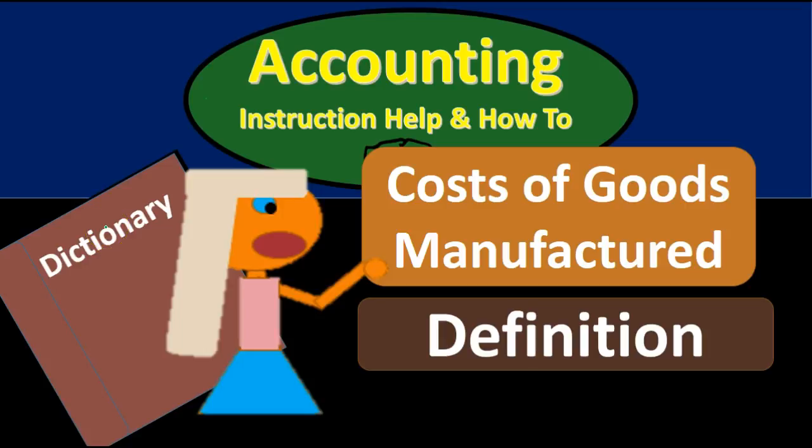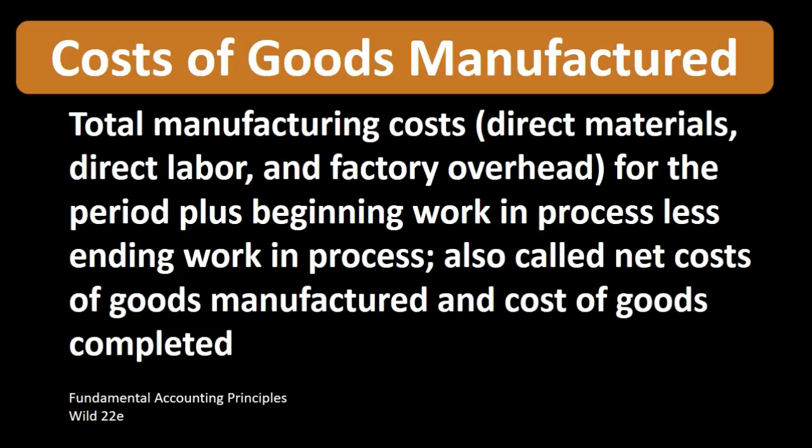Hello, in this lecture we will define cost of goods manufactured. According to Fundamental Accounting Principles, Wild, 22nd edition, the definition of cost of goods manufactured is total manufacturing costs (direct materials, direct labor, and factory overhead for the period) plus beginning work in process less ending work in process, also called net cost of goods manufactured and cost of goods completed.